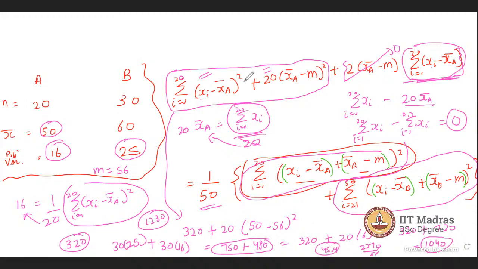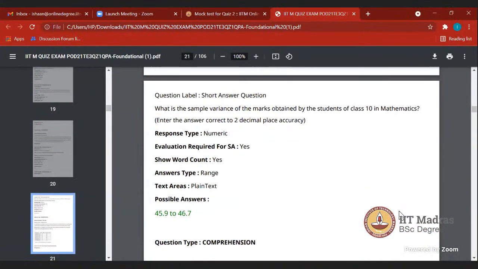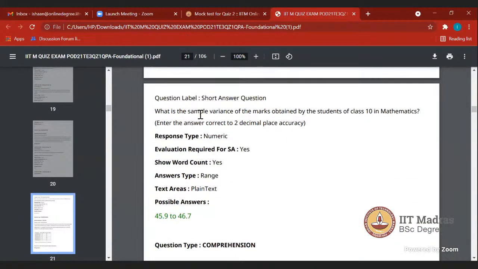If I'm not wrong. Yes, sir. The answer was something like this. I think this is sample variance, the computed population variance. So on my side, in another set, it was population variance. Yeah, on my side it was the population one. So the answer was 45.4. Okay.